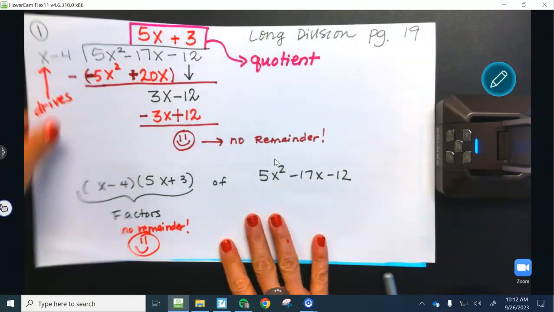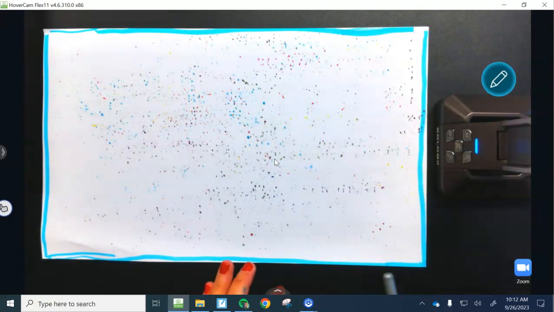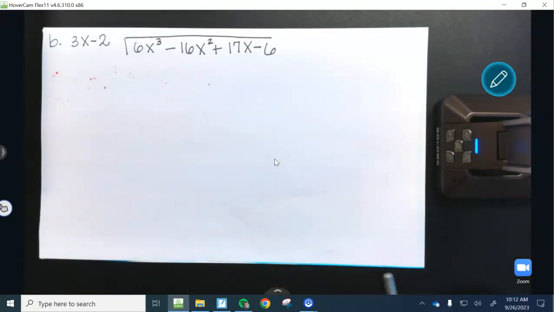Yay, no remainder. Let's do it again. Let's look at letter B. So for letter B, I have already written it in long division form. So we copy it like this.